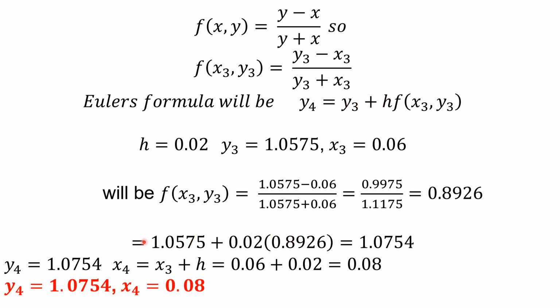Same thing I'm writing here, right? For x4, we calculate x3 plus h, x3 we already calculated 0.06, plus h 0.02. The answer is 0.08. So at x4 this is the value, but our aim is 0.1. That's why we go for the next step.